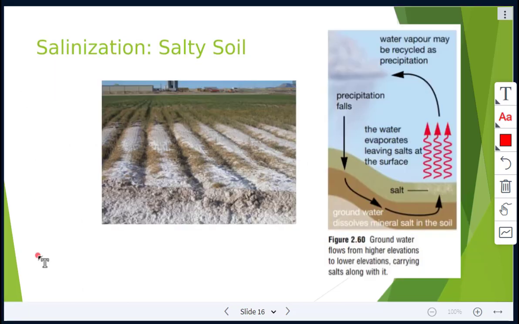Here in this diagram, we can see salty soil. All this white stuff that's being left here, that is salt. Here in this diagram, groundwater flows from higher elevations to lower elevations, carrying the salt along with it. And then we have evaporation happening, and what's left behind is all of the salt, leading to salinization.